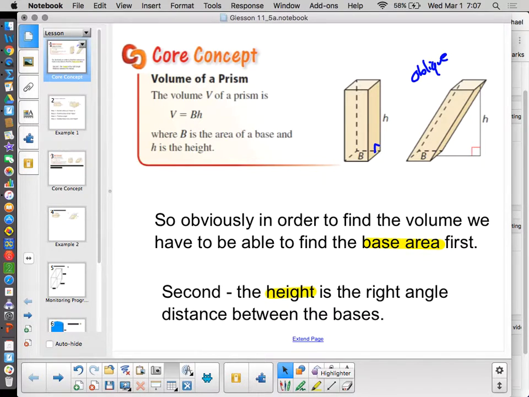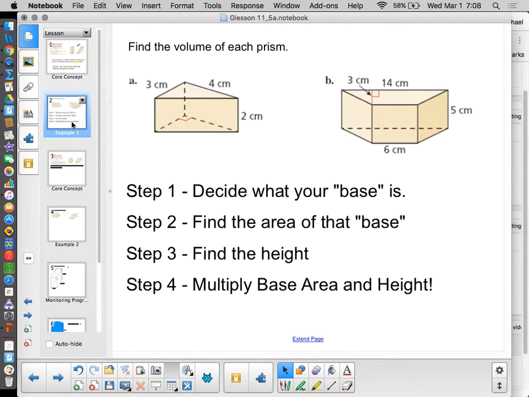In fact, once we've found those two, we simply multiply them, and then we use our context, which in this case is units cubed, because volume is measured in cubic units. So essentially, there are four steps we have to deal with here. First, we have to decide what the base is. Next, we have to find the area of that base. Third, we have to find the height. And then finally, we just do the multiplication. That's the easy part. In fact, a lot of times, the hardest part is finding out what the base is.